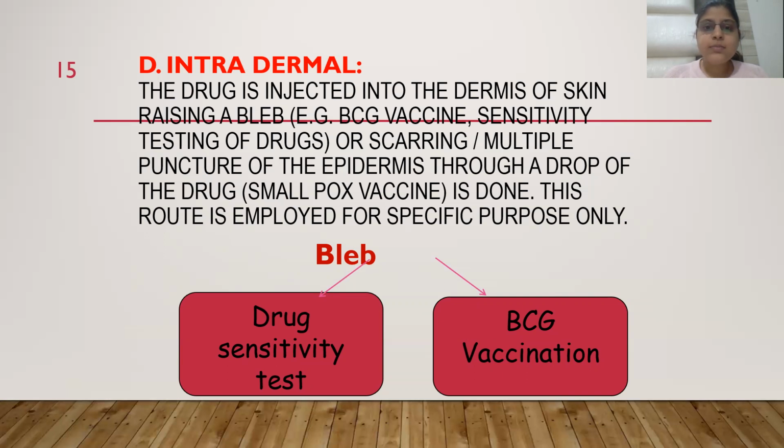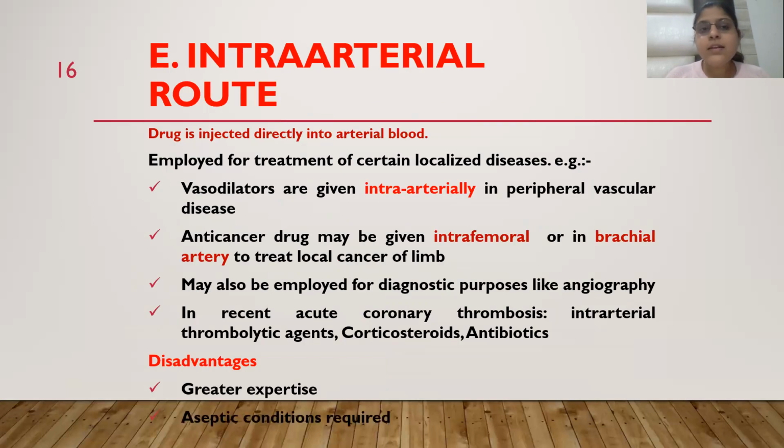And this route is employed for specific purposes only. Bleb formation can occur, drug sensitivity testing, and BCG vaccination. The intra-arterial route is where the drug is injected directly into the arterial blood, employed for treatment of certain localized diseases. Like vasodilators can be injected intra-arterially in case of peripheral vascular disease.